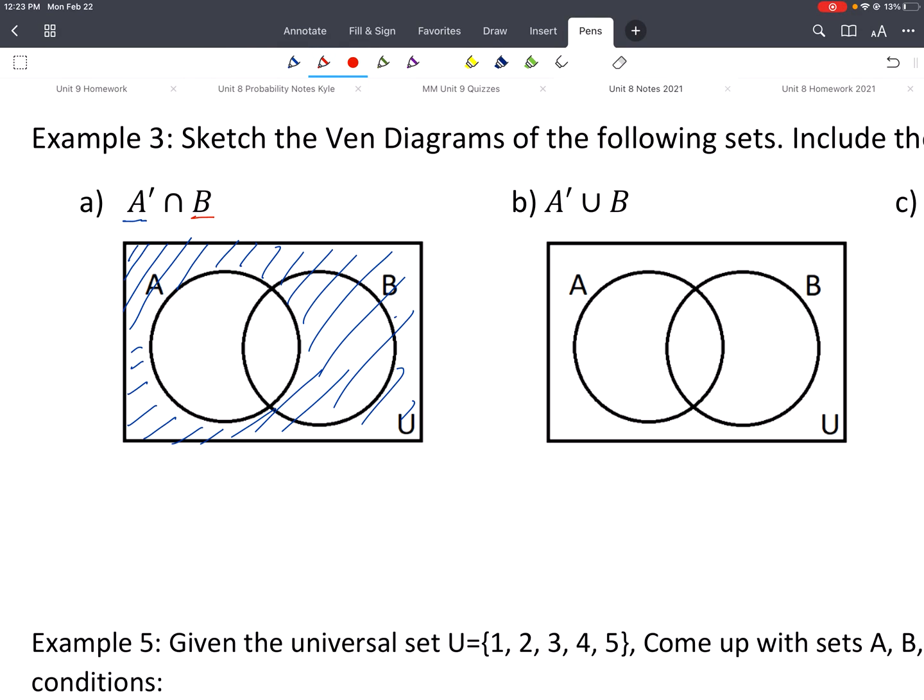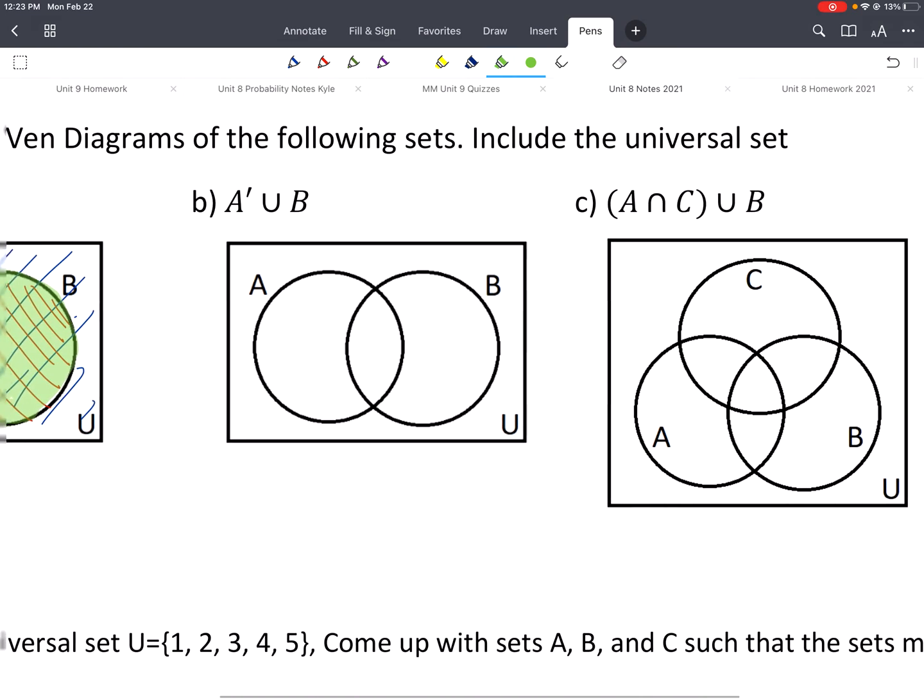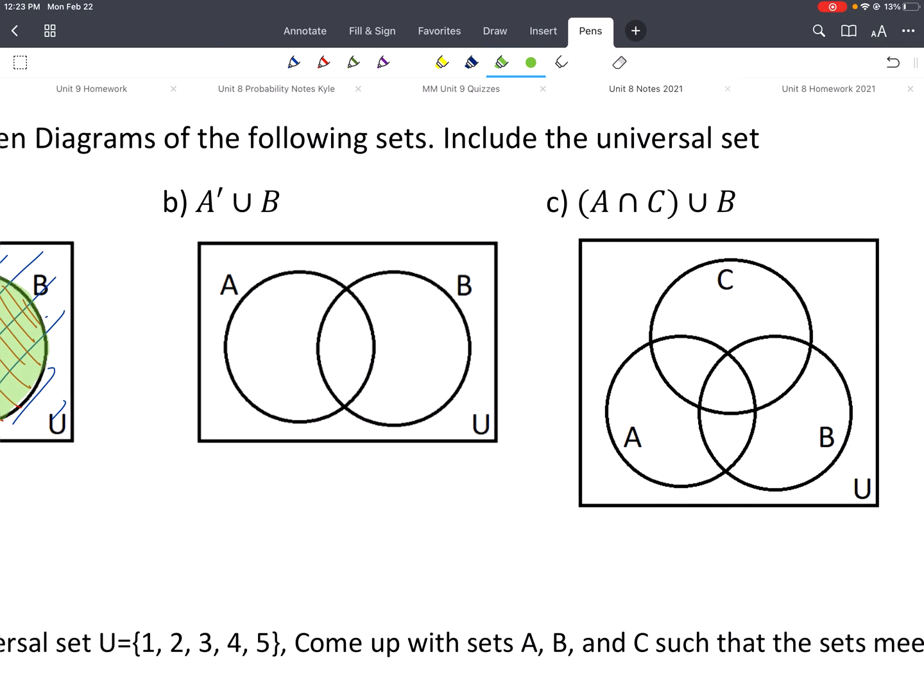And then B is all that, and we want to do their intersection. So what do they have in common? Well, it looks like that would be this, where we have the red and the blue. Okay, let's try a pause and see if you can give B a try.